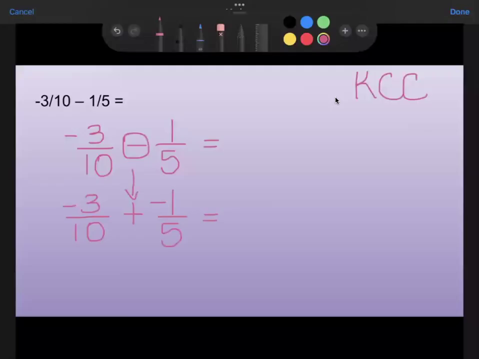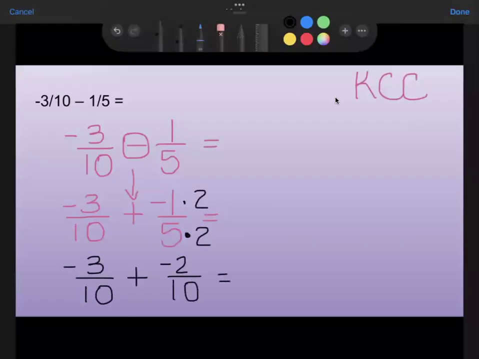So I'm not quite ready to do that yet. I'm going to have to change these so that they have the same denominator by multiplying this times 2 and this times 2. What that will do is keep the negative 3/10 the same, plus negative 1 times 2 is negative 2, and 5 times 2 is 10.